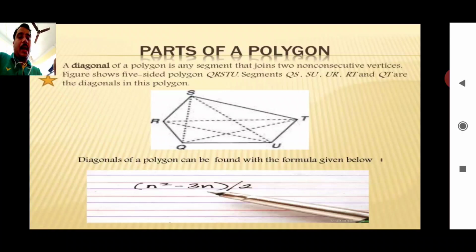diagonal. A diagonal of a polygon is any segment that joins two non-consecutive vertices. Here, notice the non-consecutive vertices. The figure shows a five-sided polygon QRSTU. Segments QS, SU, UR, RT and QT are the diagonals in the polygon.